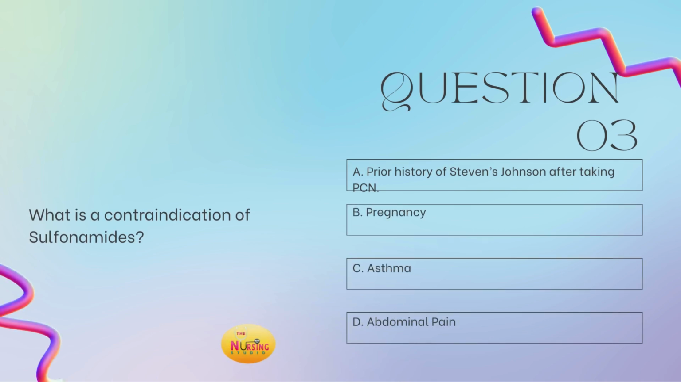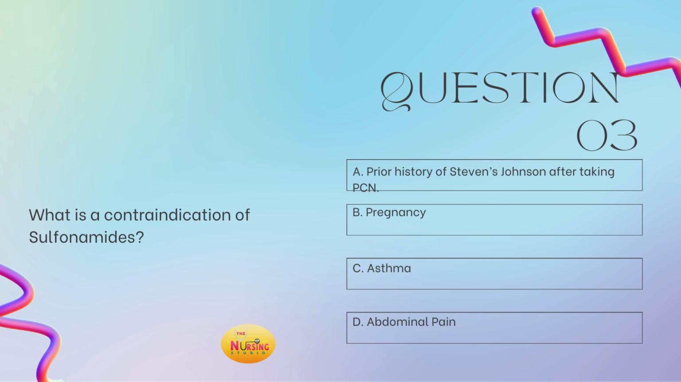What is a contraindication of sulfonamides? Is it A, prior history of Stevens-Johnson syndrome after taking penicillin? Is it B, pregnancy? Is it C, asthma? Or is it D, abdominal pain? Take a moment and tell me what you got in the comments, you guys.